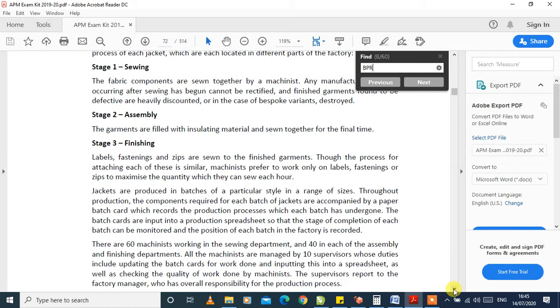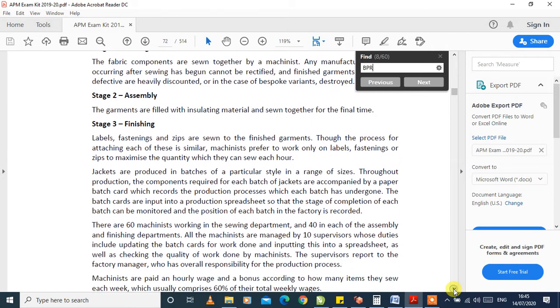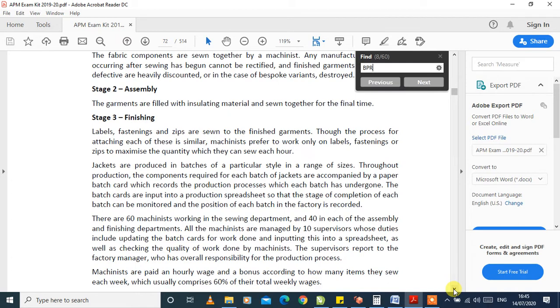Bit of a tedious process, right? The old systems maintaining batch cards and recording, tracking, stuff like that. There are 60 machinists working in the sewing department and 40 in each of the assembly and finishing departments. All the machinists are managed by 10 supervisors.